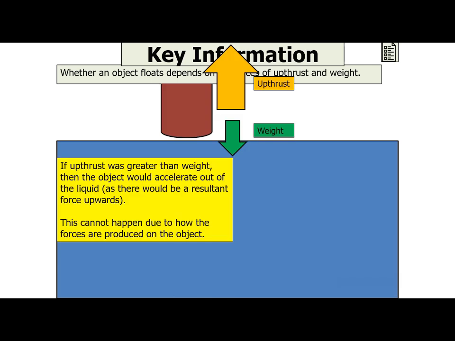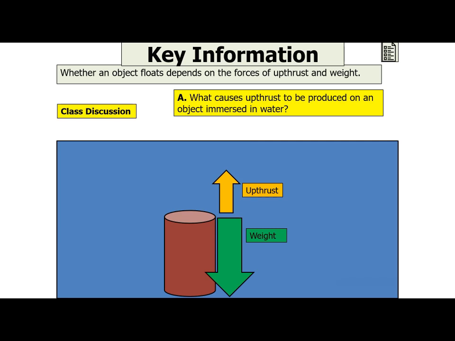Now, if the upthrust were greater than the weight, then the object would accelerate out of the liquid, as there'd be a resultant force upwards, but this can't happen due to how the forces are produced on the object. An upthrust would only be produced when submerged in the fluid. So, what actually causes upthrust to be produced on an object immersed in water or a fluid? Well, it's linked into what we've just looked at.